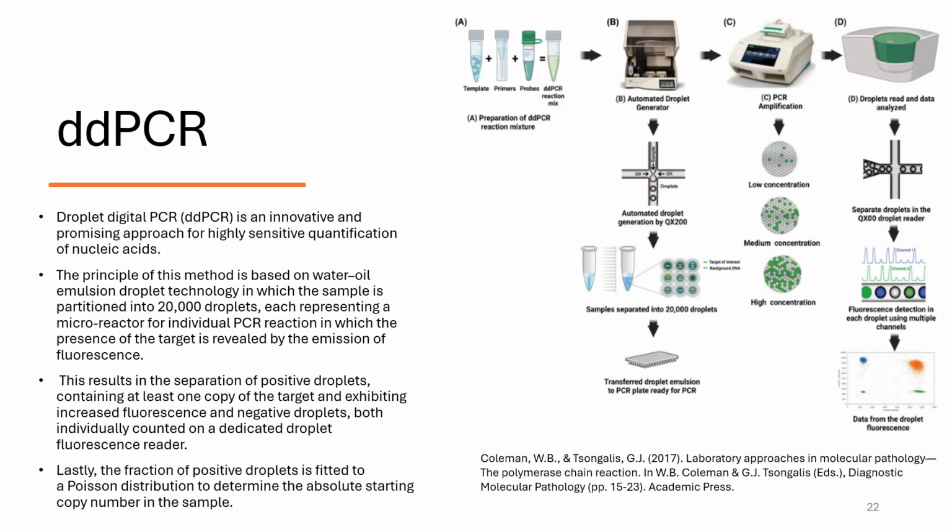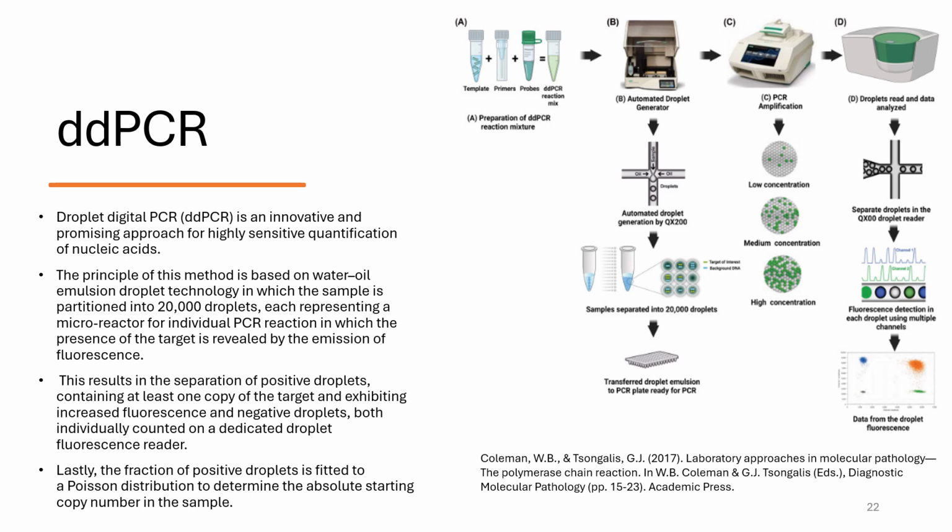Droplet digital PCR is an innovative and promising approach for highly sensitive quantification of nucleic acids. The principle of this method is based on water-oil emulsion droplet technology, in which the sample is partitioned into 20,000 droplets, each representing a microreactor for individual PCR reaction in which the presence of target is revealed by the emission of fluorescence. This results in the separation of positive droplets containing at least one copy of the target and exhibiting increased fluorescence, and negative droplets, both individually counted on a dedicated droplet fluorescence reader.